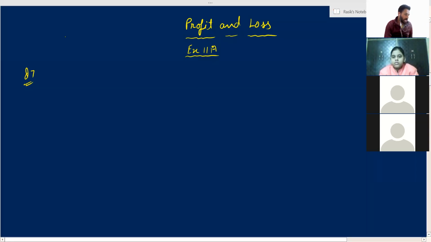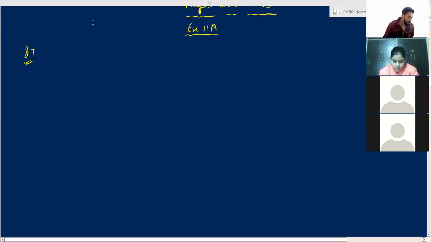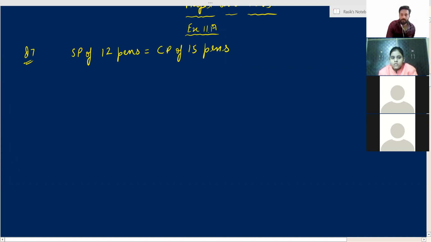Question 7. The selling price of 12 pens is equal to the cost price of 15 pens. So what is given in the question? Selling price of 12 pens is equal to cost price of 15 pens. The price is not given, only a relation is given.